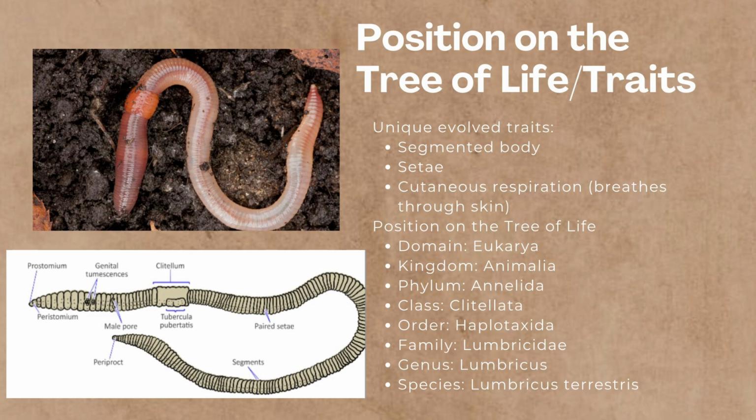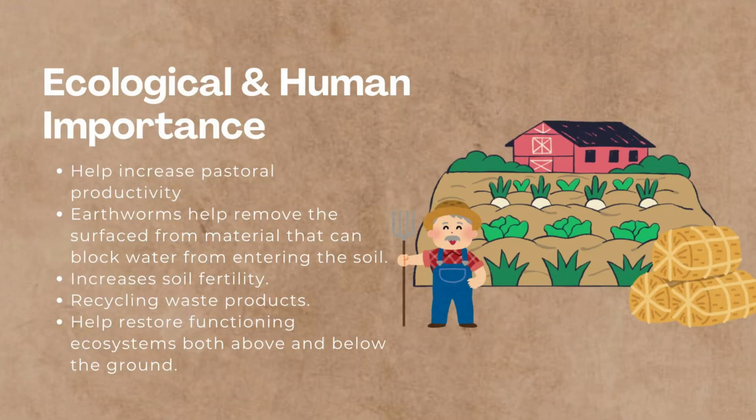And last but not least, we're going to go over ecological and human importance. Like I mentioned before, earthworms are essential ecosystem engineers. They recycle nutrients. They create tunnels that help make air pockets in the soil, essentially, and make it easier for roots to grow. Farmers tend to rely on them to keep the soil fertile, as I mentioned before.